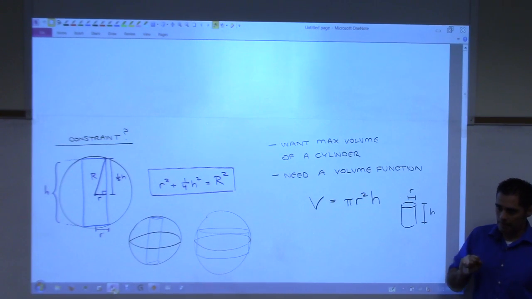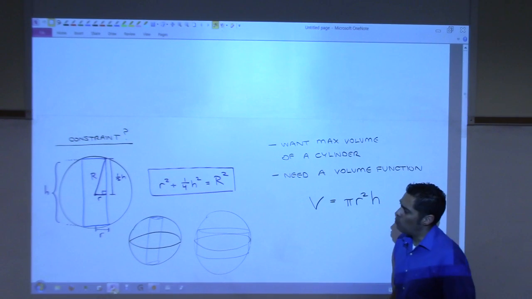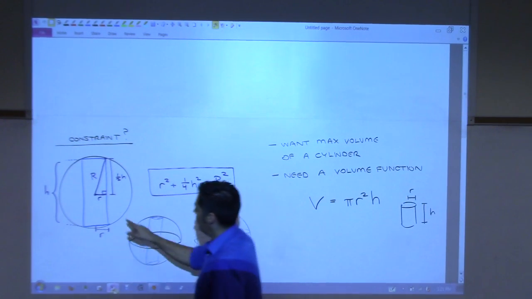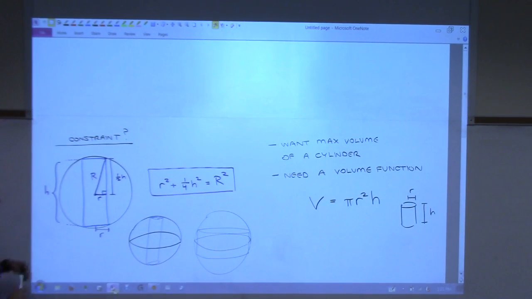Yes. Why is big R the halfway point? Why are you calling that the halfway point, from here to here? Okay, because doesn't this go from the center of the circle to the edge of the circle? So it's the radius of the sphere, isn't it? Right. Capital R is the radius of the sphere.